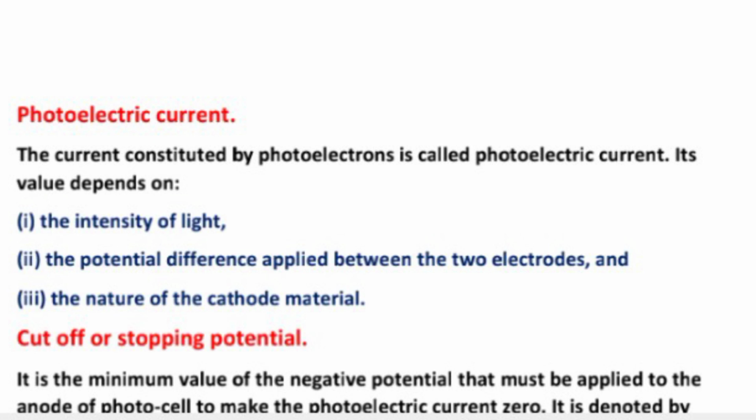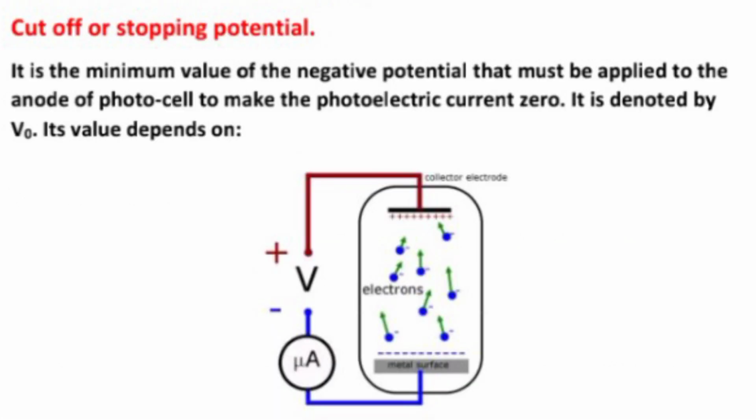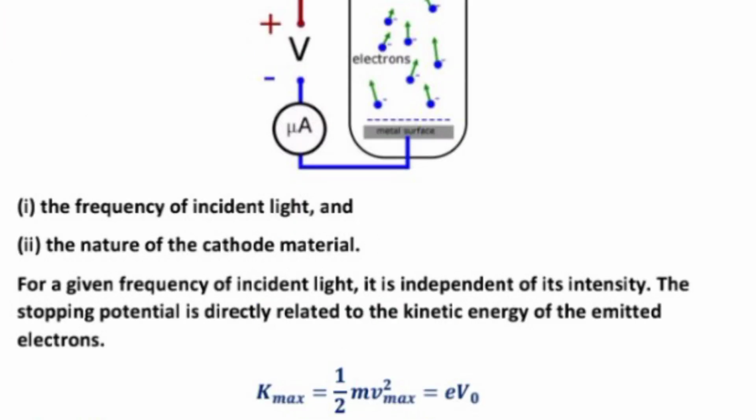Cutoff or stopping potential. It is the minimum value of the negative potential that must be applied to the anode of the photocell to make the photoelectric current zero. It is denoted by V0. Its value depends on, number one, the frequency of the incident light, and second, the cathode material. For a given frequency of incident light, it is independent of its intensity. The stopping potential is directly related to the kinetic energy of the emitted electrons: K maximum equals half mv maximum squared equals eV0.